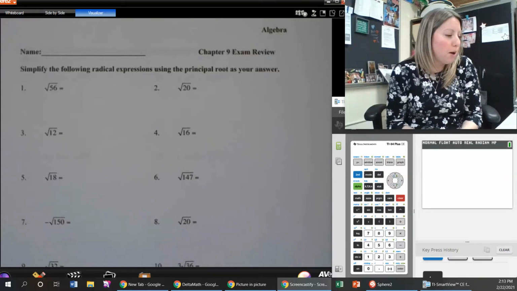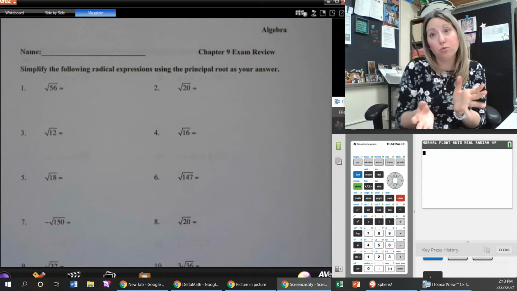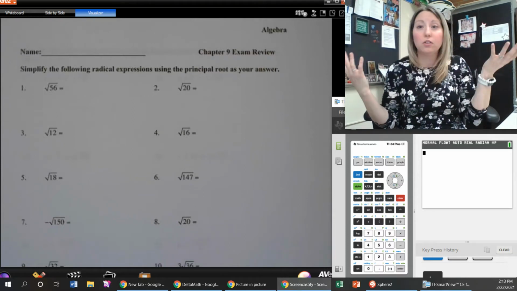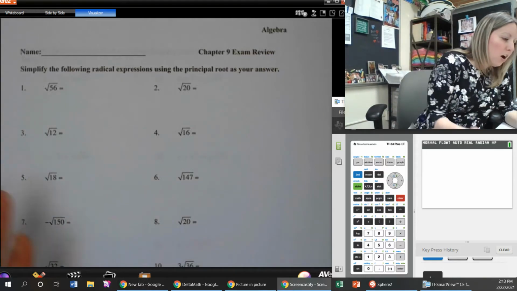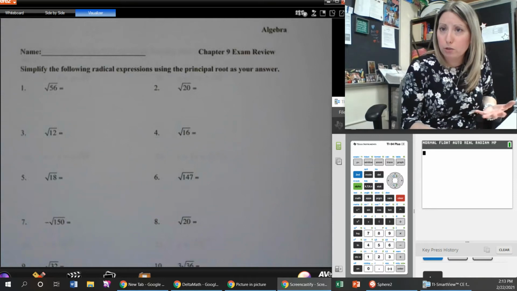Algebra 1. Welcome to your Chapter 9 exam review, where I will do a couple examples and then you will do a couple examples, and we'll be getting ready to take our test on the information from Chapter 9. So here we go. The first thing we're going to do is to simplify our radical expressions that are given to us.